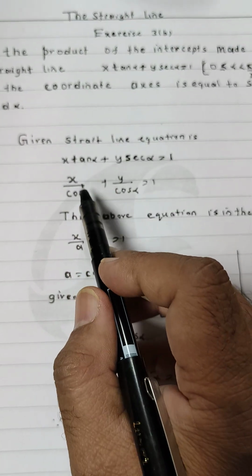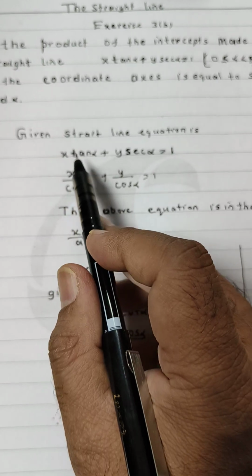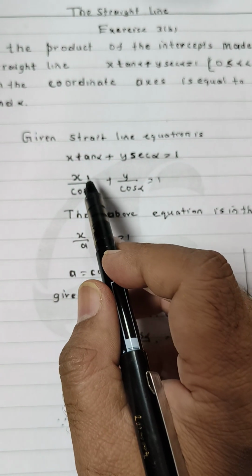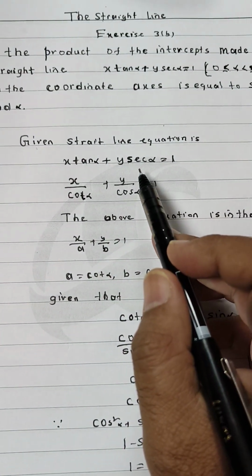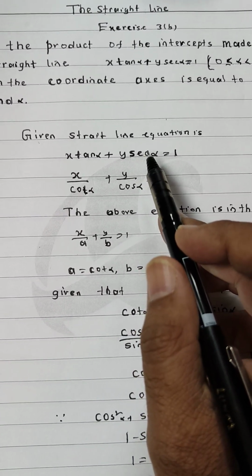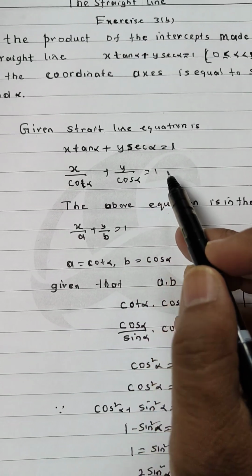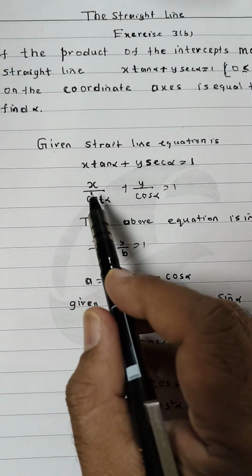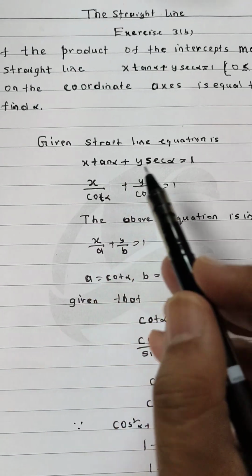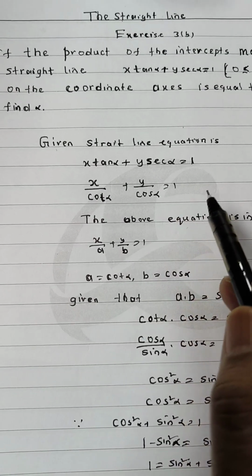Tan alpha is the reciprocal of cot alpha, so this can be written as 1 by cot alpha. Therefore, the straight line can be written as x by cot alpha. Secant alpha is the reciprocal of cos alpha, so secant alpha can be written as 1 by cos alpha. So this is going to be y by cos alpha is equal to 1.